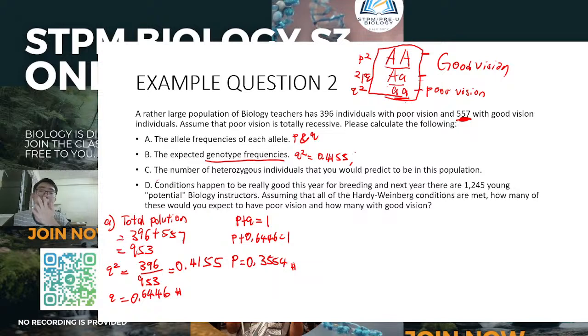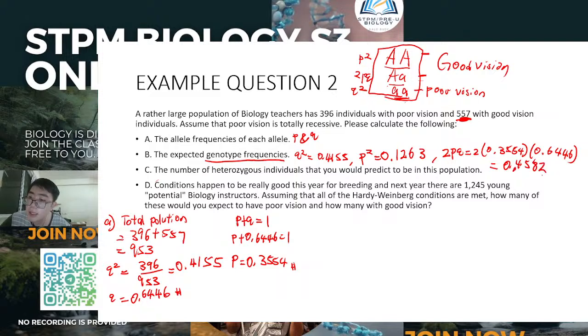So how to calculate P square? You already know P, so it's very easy. You can directly square this. 0.3554 square equals 0.1263. And then 2PQ equals 2 times your P, which is 0.3554, and then your Q is 0.6446. So type in your calculator 2 times 0.3554 times 0.6446, you will get 0.4582. Okay, so these are your expected genotype frequencies: P square, 2PQ, and Q square. So part B is already complete.